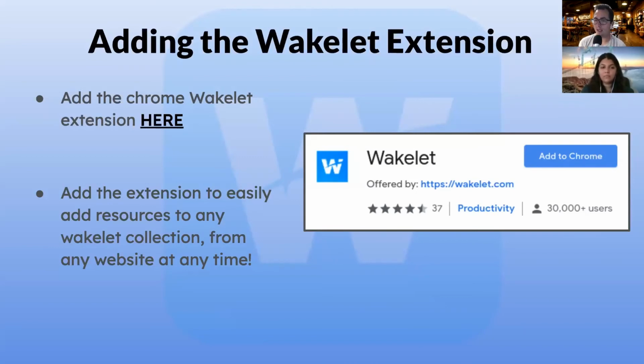But if you have the Wakelet extension and you're on a website that you want to save to a collection, it's just like how I was showing you how I use it on my phone. I would click the little blue W, and it's going to give me a list of my collections. I can click which collection I want to save it to, and then boom, I'm saving it there. It takes out a lot of steps that I have to do to get a resource into my collection.